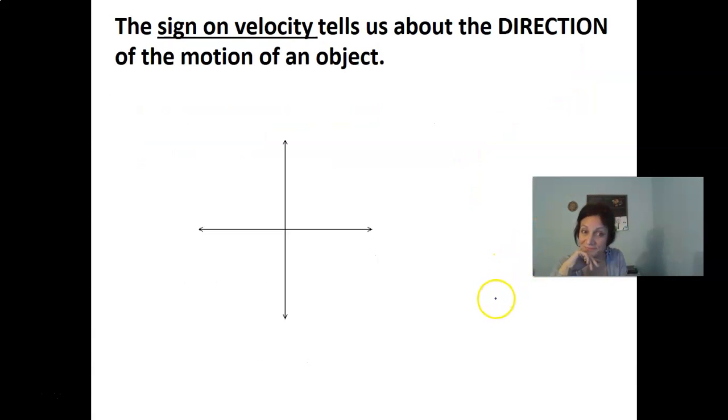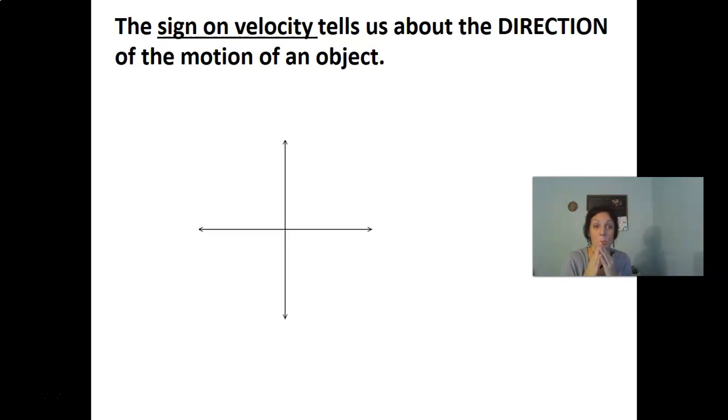All right, now the sign on velocity, whether our velocity is positive or negative, tells us one thing about our object, and that is the direction of its motion. Now, again, for those of you who are in physics, who are used to taking a velocity and breaking it into its components using trig, put that in your pocket. In calculus, we don't do things off at angles. We do one of two things. We move left and right, or we move up and down. We keep it simple, right?